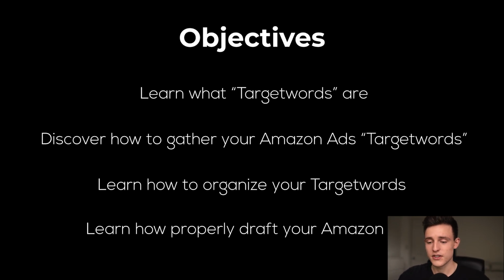So the objectives for this video are going to be learning what target words are. I've kind of explained what they are already, but if you're not familiar, I'm going to be talking about that quickly. Then we're going to discover how to gather your Amazon ads target words. Then we're going to learn how to organize these target words. And then this is going to be in part two, so I'm not going to go over this part today. We're actually going to learn how to properly draft your Amazon ads. So that's going to be part two, and we'll be doing that in the future.